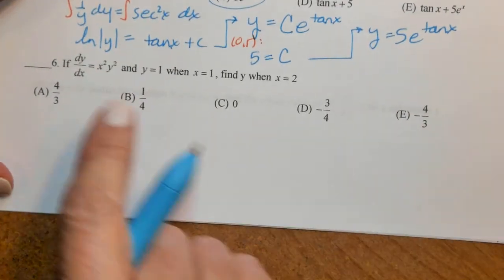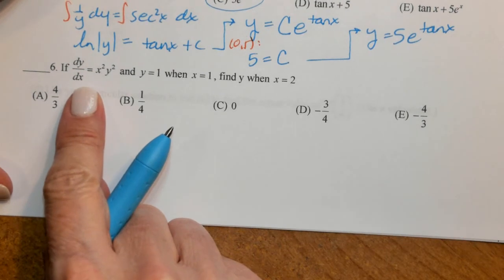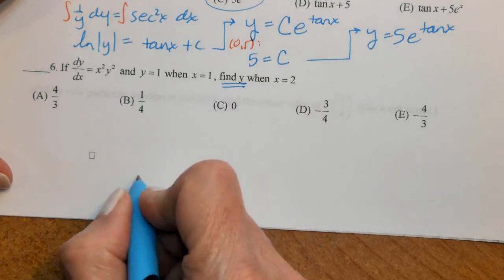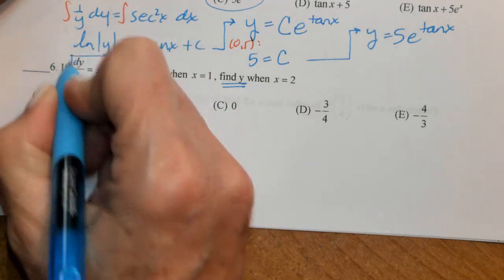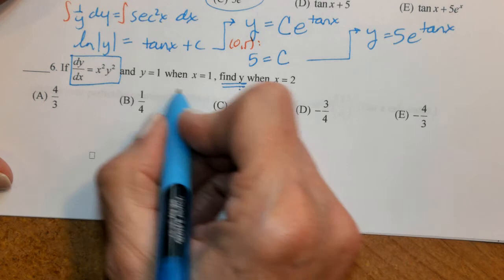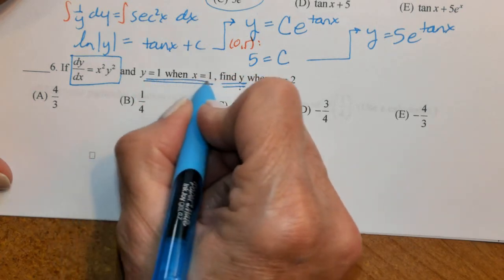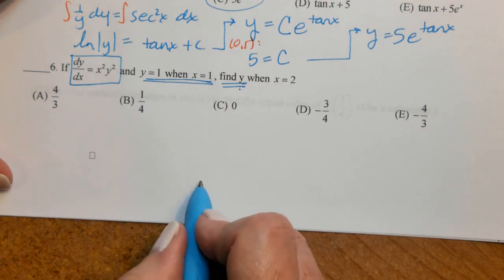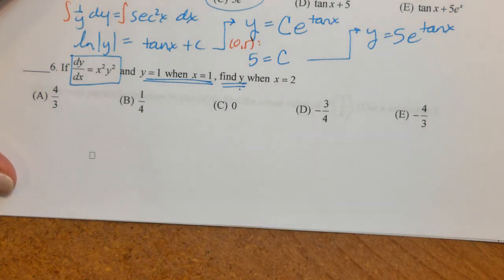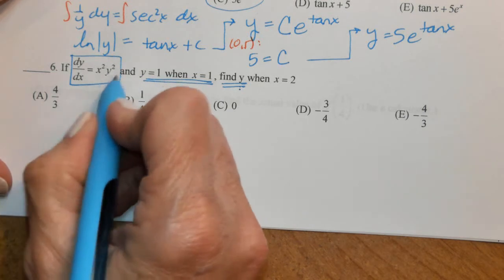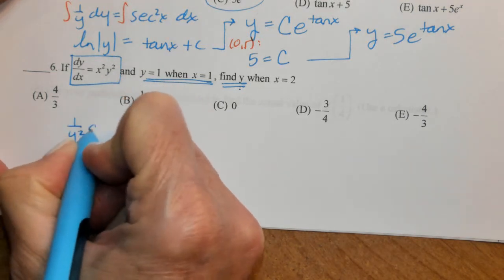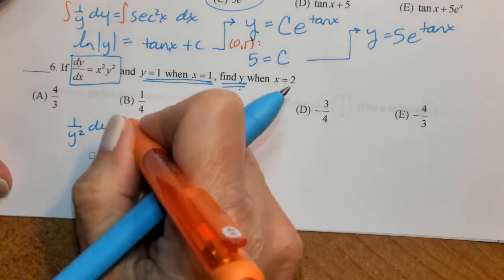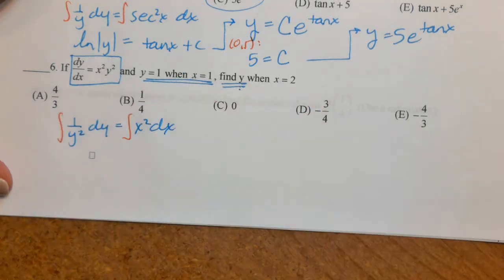All right. Again, we're asked to find y. We're given a differential equation. We're asked to find y. And they give us an initial condition so that this will help us find c after we integrate. Okay, so I'm dividing both sides by y squared, multiplying both sides by dx. I separated, now I integrate.